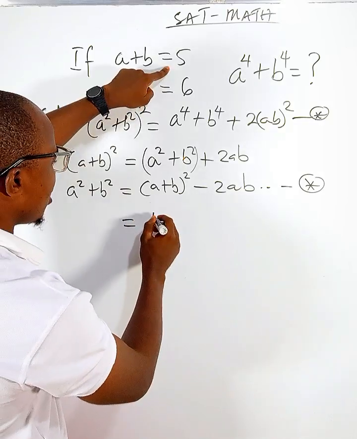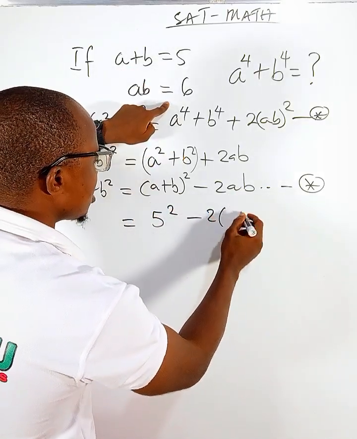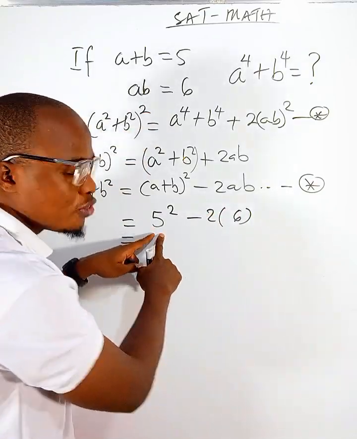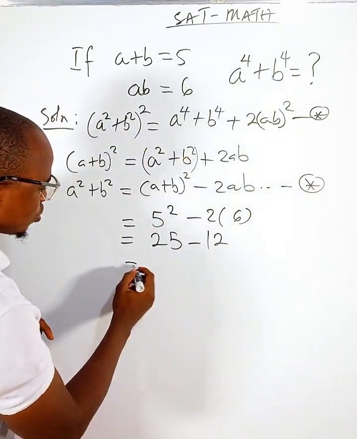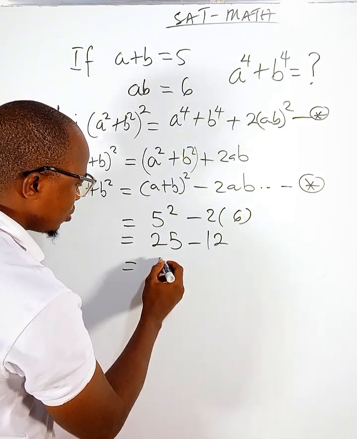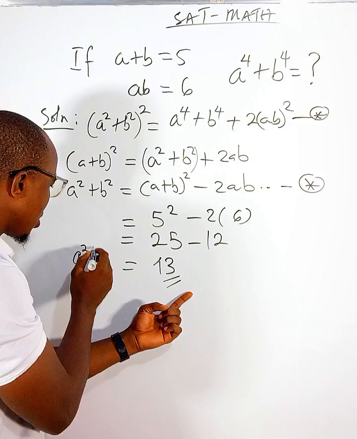Now look at what we have. a plus b is 5. We have 5 to the power of 2, then minus 2 into ab, which is 6. So 5 to the power of 2 is 25, minus 2 times 6, we have 12. So 25 take away 12, we have 13.